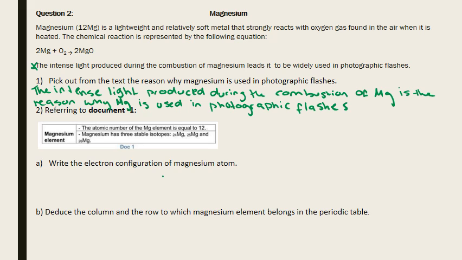Write the electron configuration of the magnesium atom. Here it says referring to document 1. So for magnesium, the atomic number, which is the number of protons of the magnesium element, is equal to 12. Remember, in a neutral atom, the number of protons equals the number of electrons.